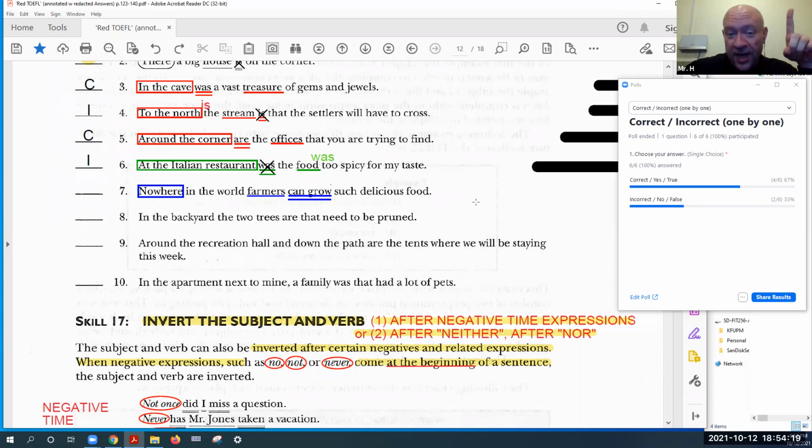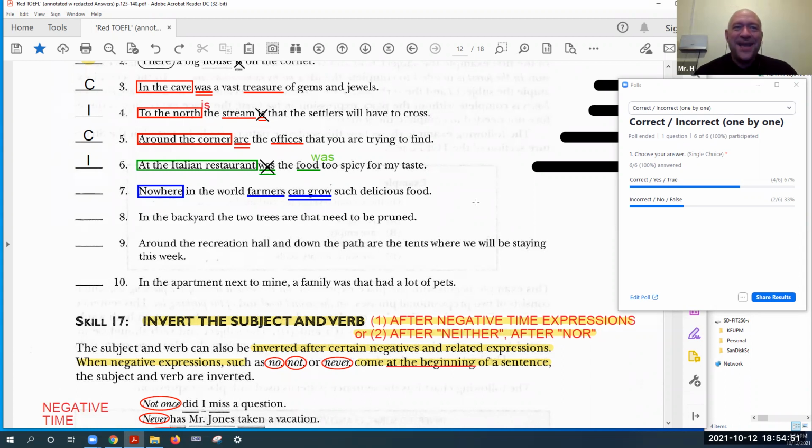Nowhere. Okay. And what is the rule when you have nowhere at the beginning? Switch it. You must invert. You must reverse. So you said it, Ahmed, you said incorrect. You got it. The other guys all lost marks on TOEFL.